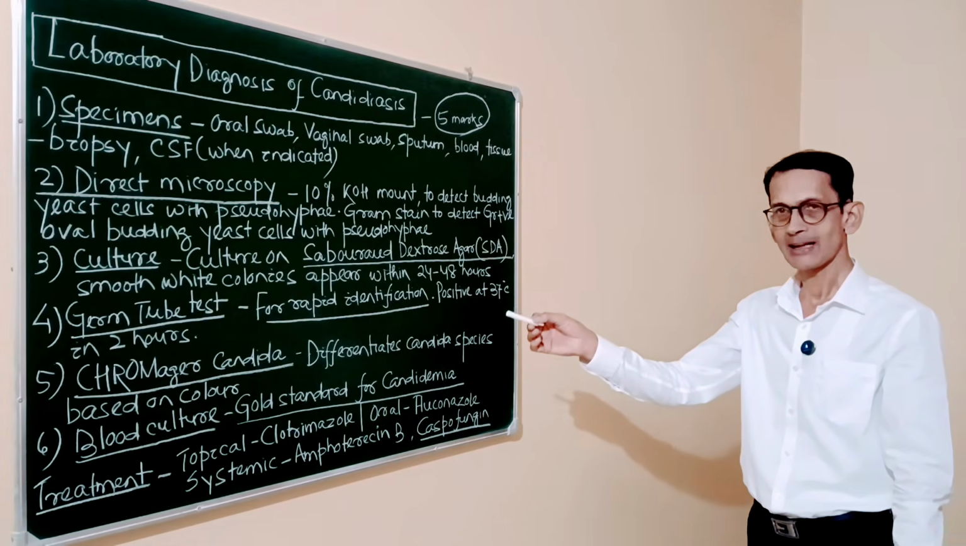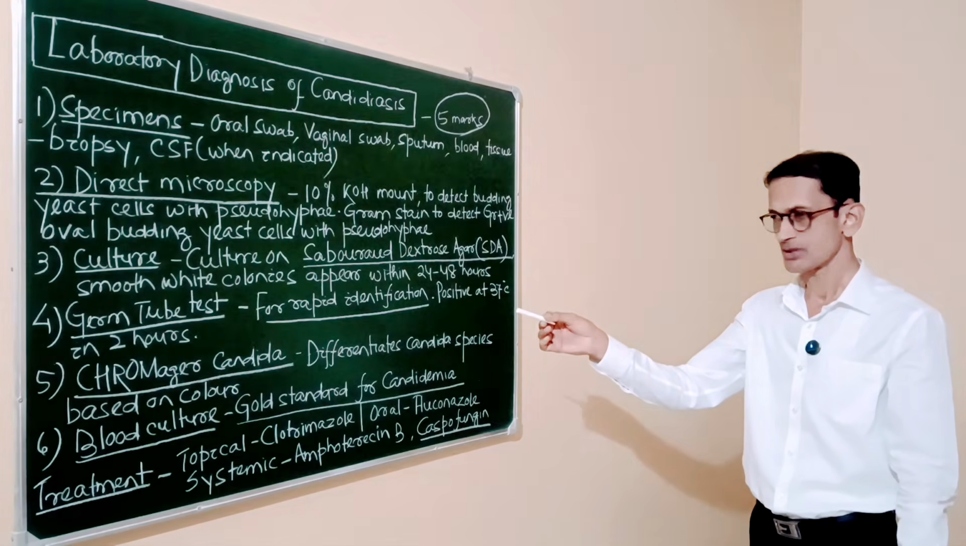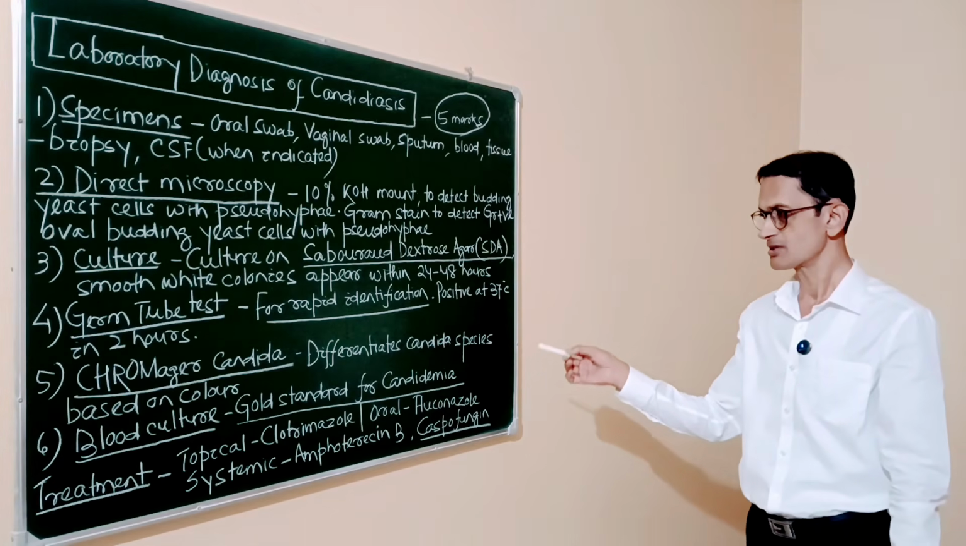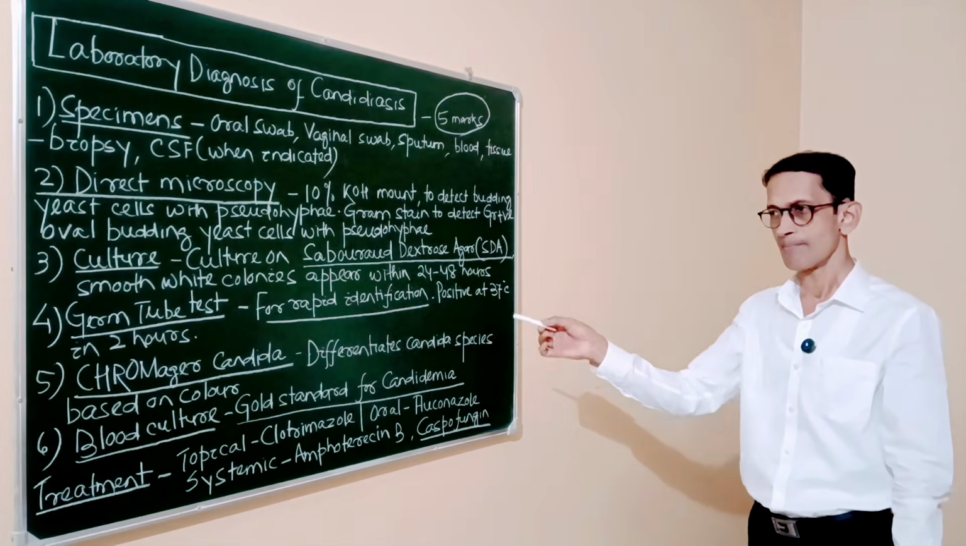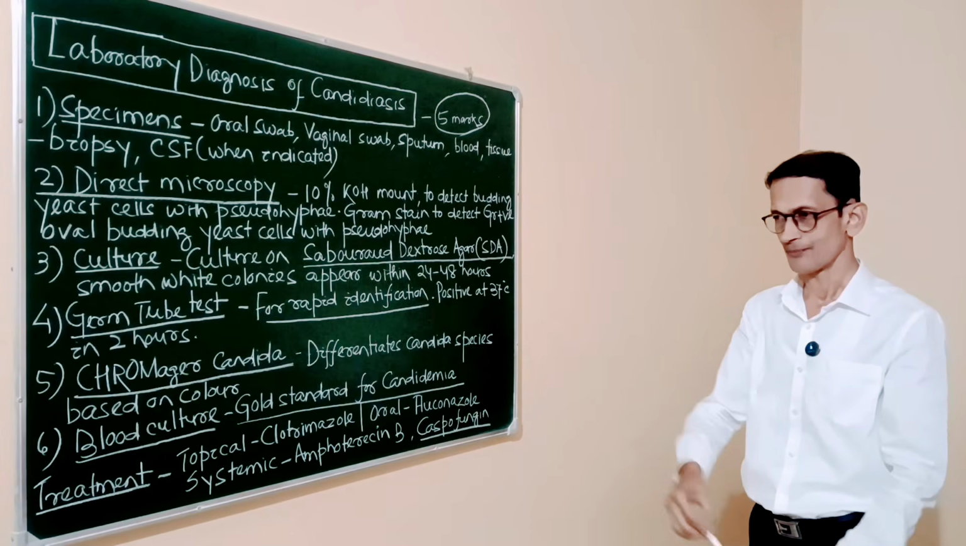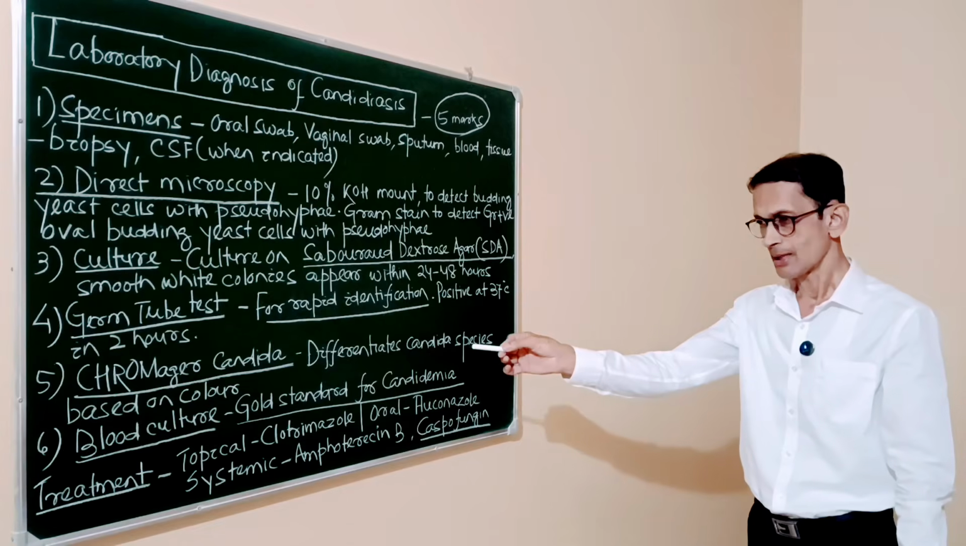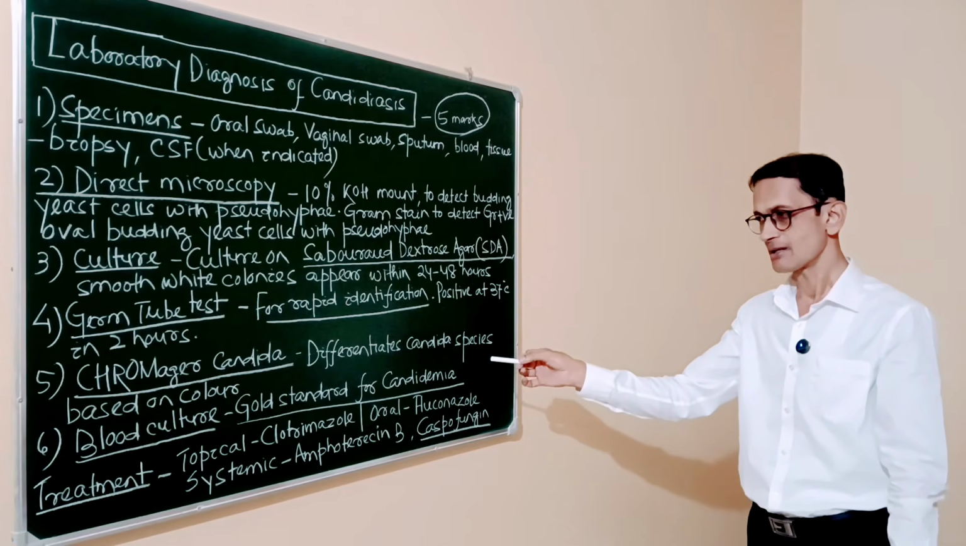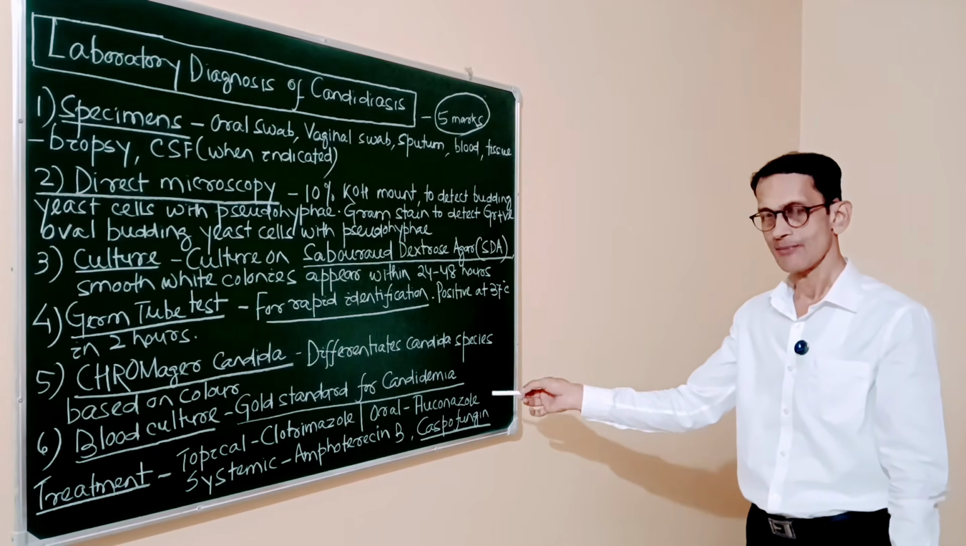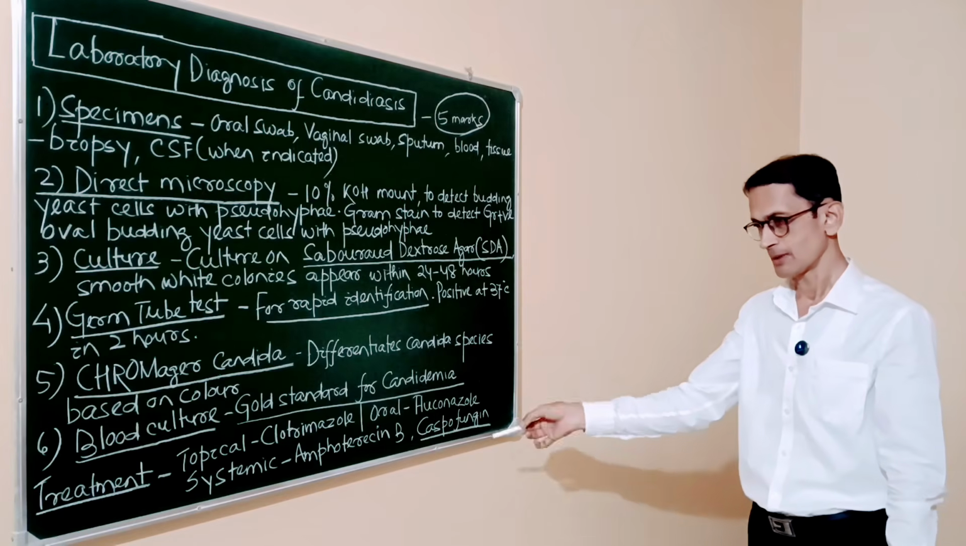Next, CHROMagar Candida. This test is done to differentiate Candida species based on their color. And the last one, blood culture. Underline this, gold standard for candidemia, the systemic infection.